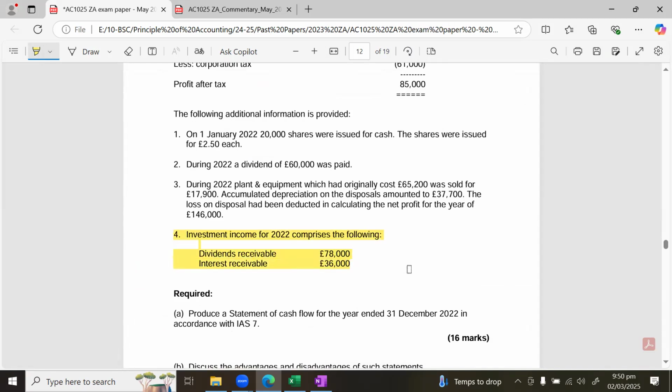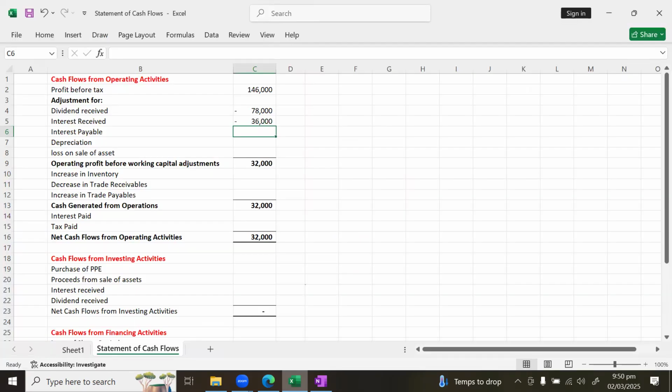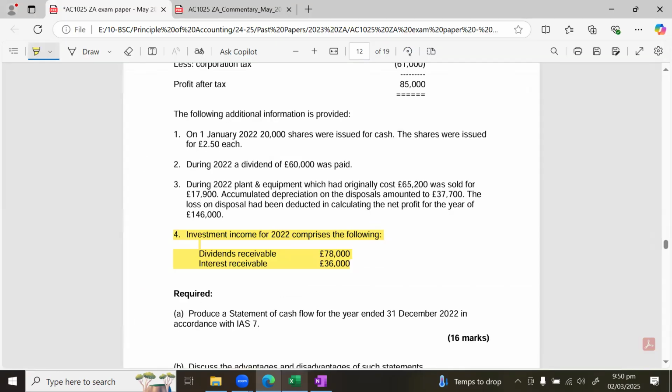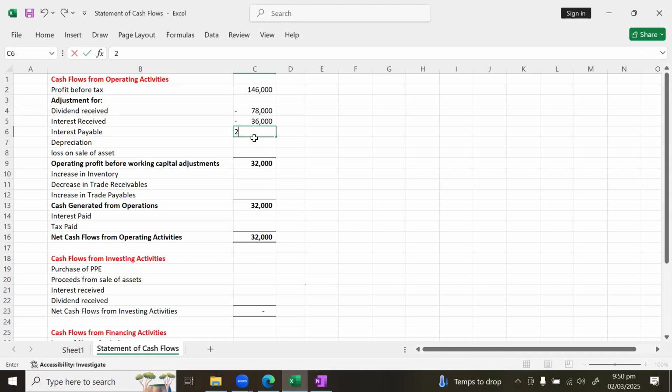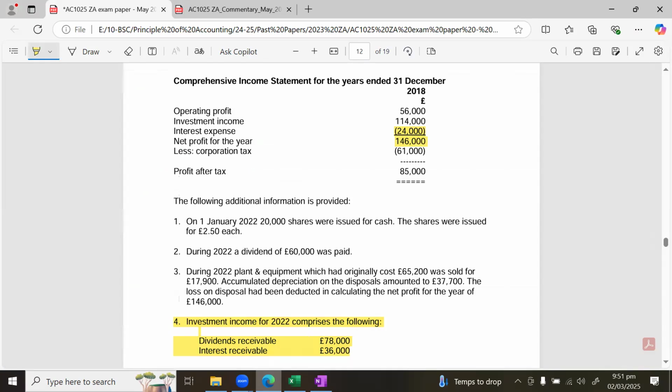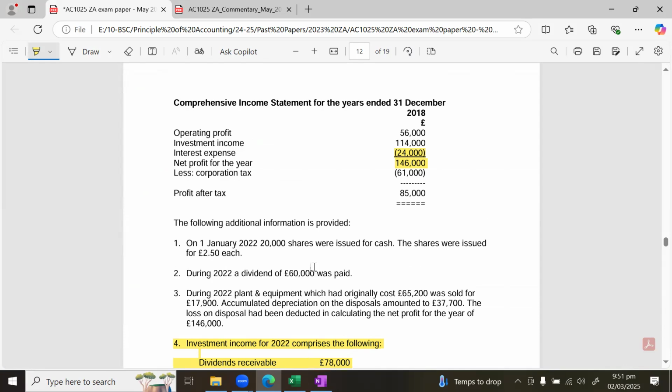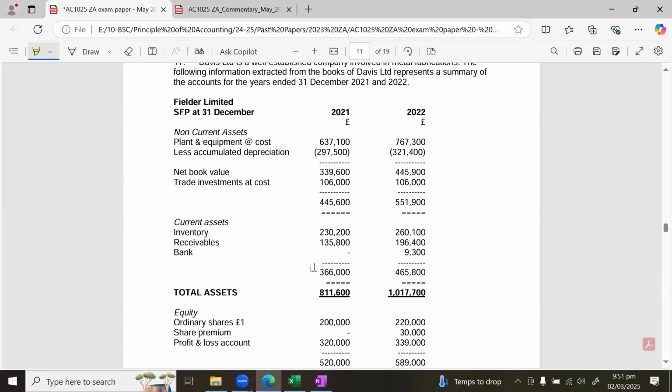Adjustment number 4 is finished. Then interest payable is over here, 24,000. So this figure will be added up, 24,000. Then we are having depreciation. He did not include depreciation charge for the year anywhere. There is only one adjustment, number 3, and the relevant information is given in the statement of comprehensive income.